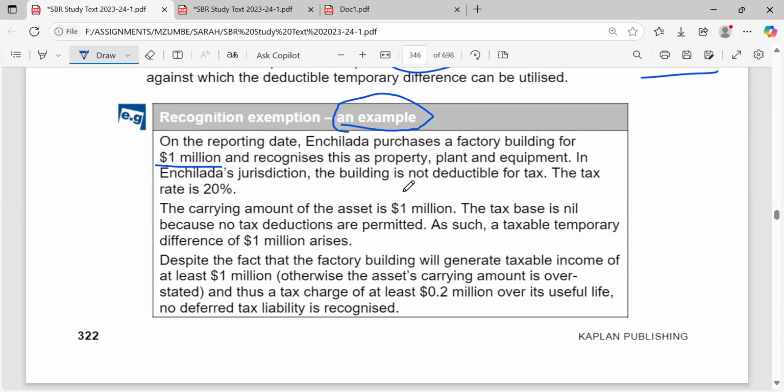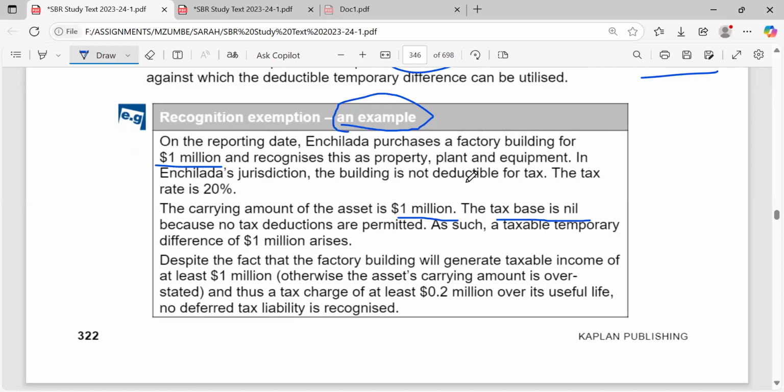You see the problem? So although the carrying amount would have increased by $1 million, that is not deductible for tax. Let's go on and you would see that the tax rate is 20%. The carrying amount of the asset is $1 million, right? But the tax base is nil. Obviously, right? Because you have been told that in Enchilada's jurisdiction, the building is not deductible for tax.